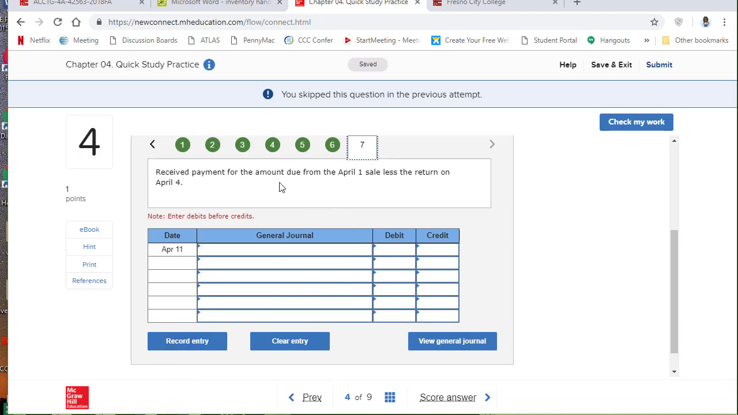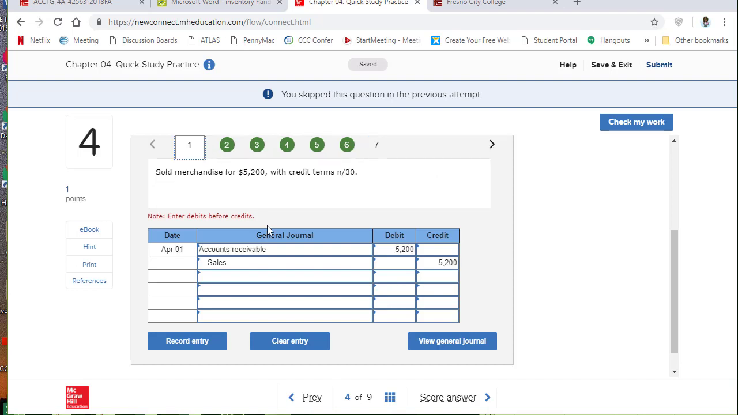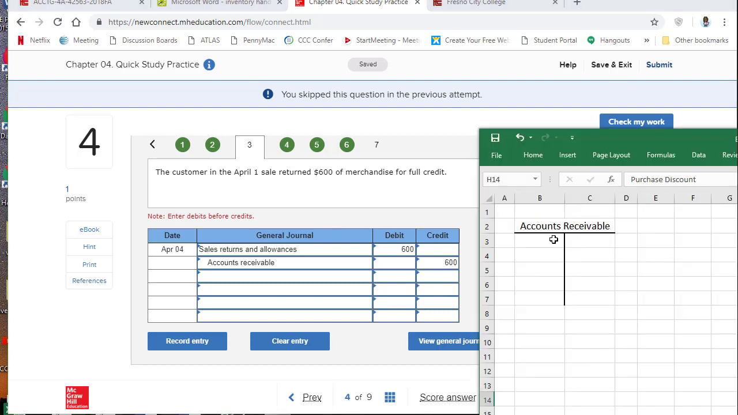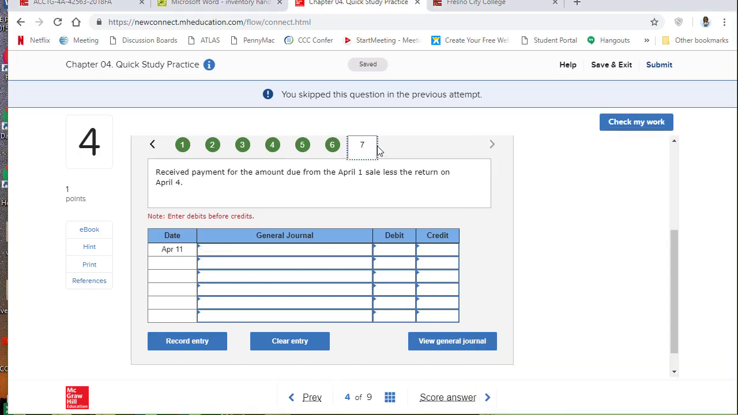The last one said receive payment for the amount due from the April 1st sales less the return on April 4th. With this particular entry, because the terms are n/30, there is no discount we're offering our customers to pay within that 30-day period. So we're just going to take the full amount, $5,200, and the $600 that was returned. Looking at a T account for accounts receivable, we started off with $5,200, and we had a return of $600. So our balance will now be $4,600, which is just taking the original amount and subtracting the credits. That's our balance. And because it was n/30, we're just going to put in the full $4,600 since there's no discount given.